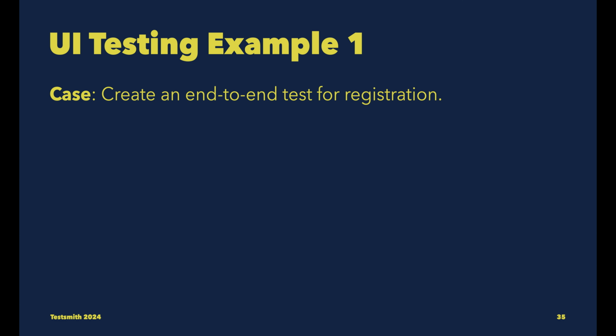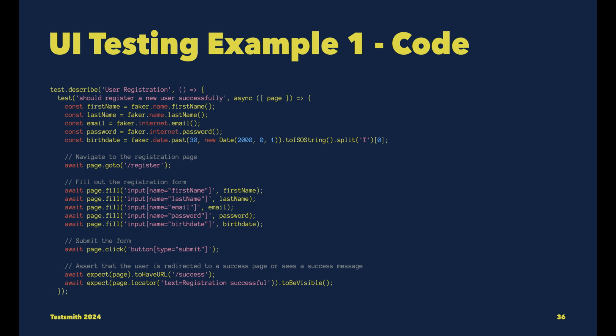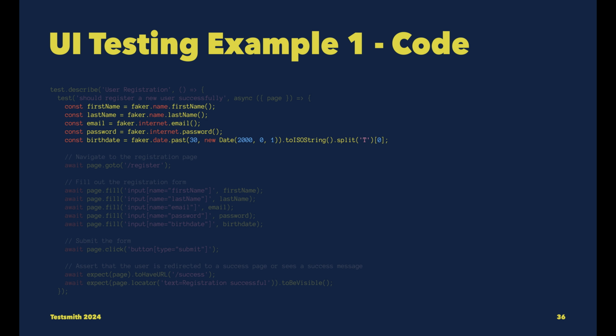Also, here I have two cases. Let's start with the first case where you want to write a test for registration. In these lines, we are setting up the necessary data for the test using the Faker library. Random values are generated for first name, last name, email, password, and birth date. The birth date is generated to be a past date within the last 30 years, before January 1, 2000, and formatted in a specific format. This data will be used to fill out the user registration form.